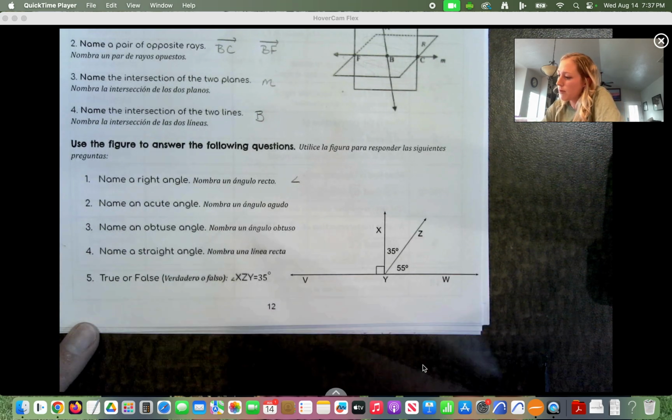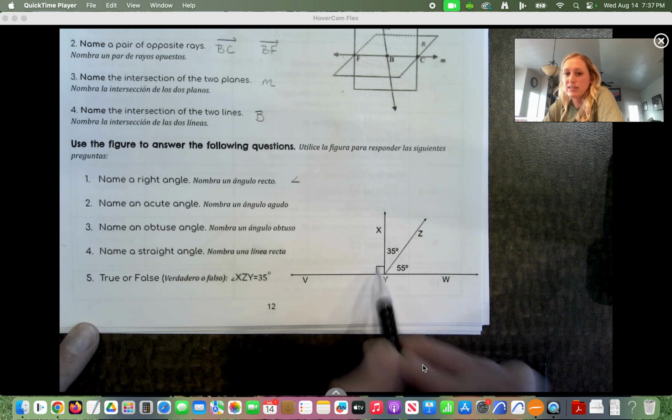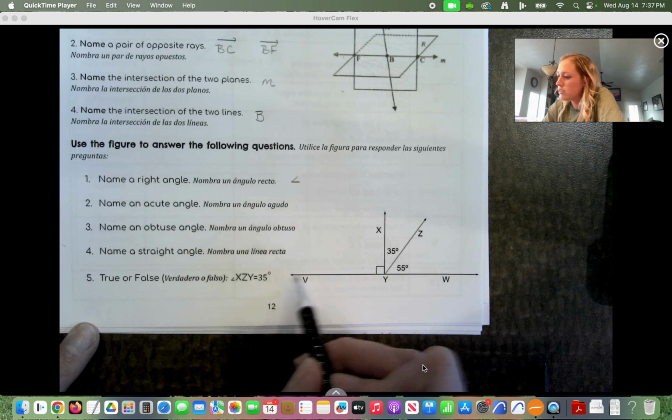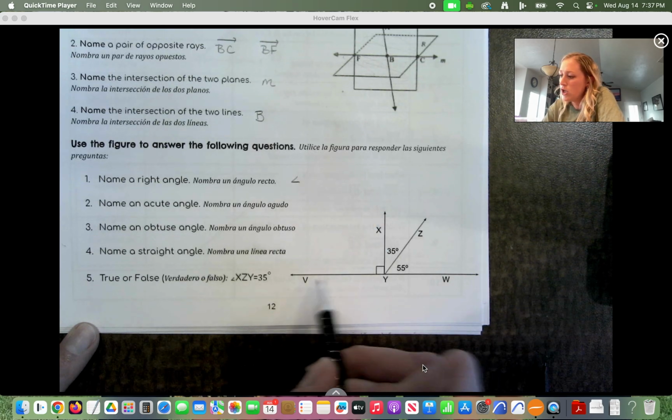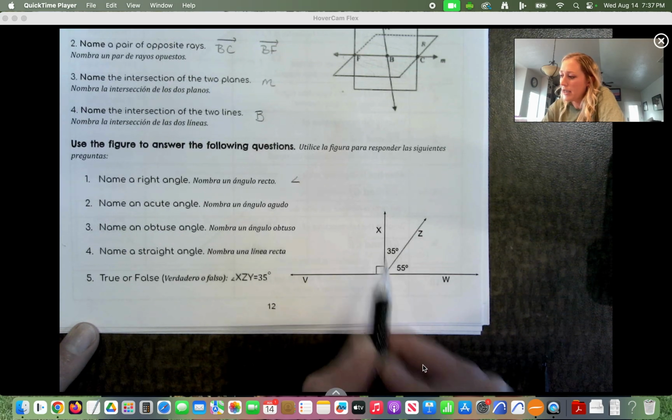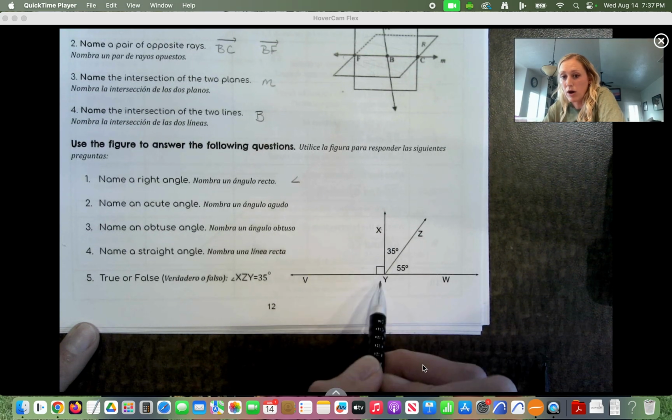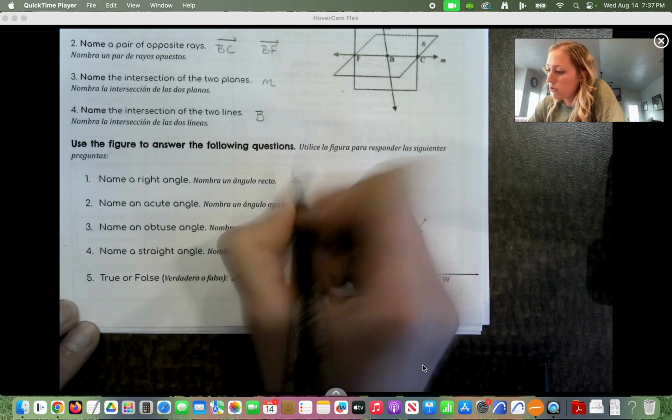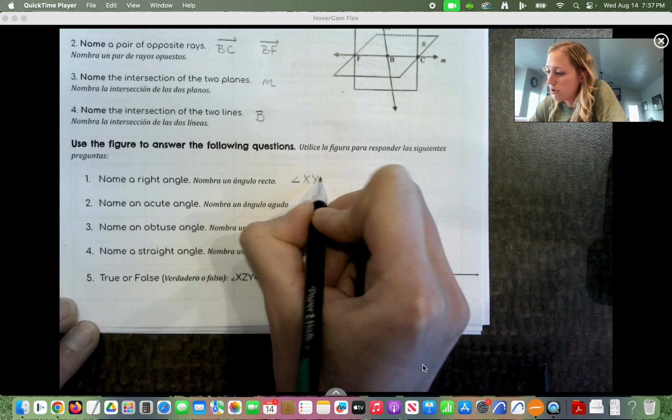So we want a right angle. The right angle, remember, is signified with that little box. So this angle right here is a right angle. So I can name it VYX or XYV. Those are the best ways to name it. You can choose which one you want to do.